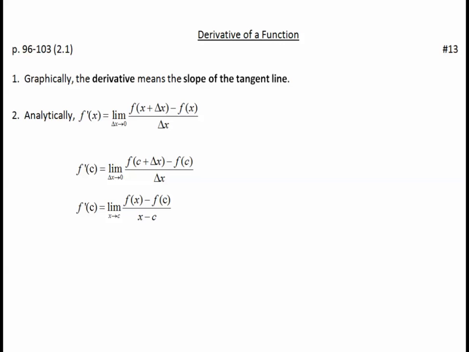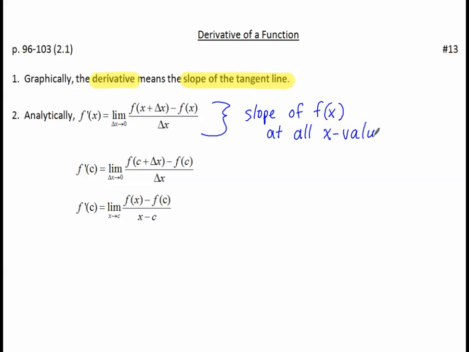So it's very important to remember graphically, derivative means slope of the tangent line. Analytically, this is the limit definition of the derivative. F prime of x means the derivative. Notice our difference quotient and the limit as delta x goes to 0. This limit definition is the slope of the function, f of x in this case, at all x values. The slope everywhere in the function's domain.